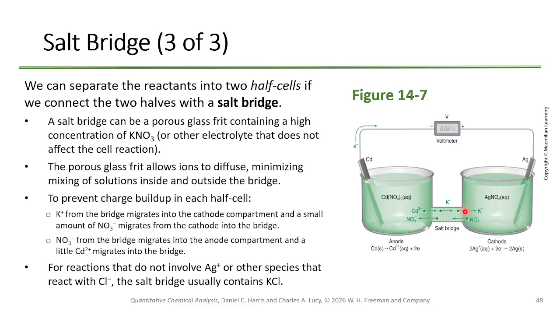And so what we can do to prevent this is we split this up into what are called half cells. So each cell would have one of the oxidation or reduction reactions. Each cell would have its own. It would have the anode or the cathode. This would be the anode side right here. This is the cathode side. And we separate these through what's called a salt bridge.